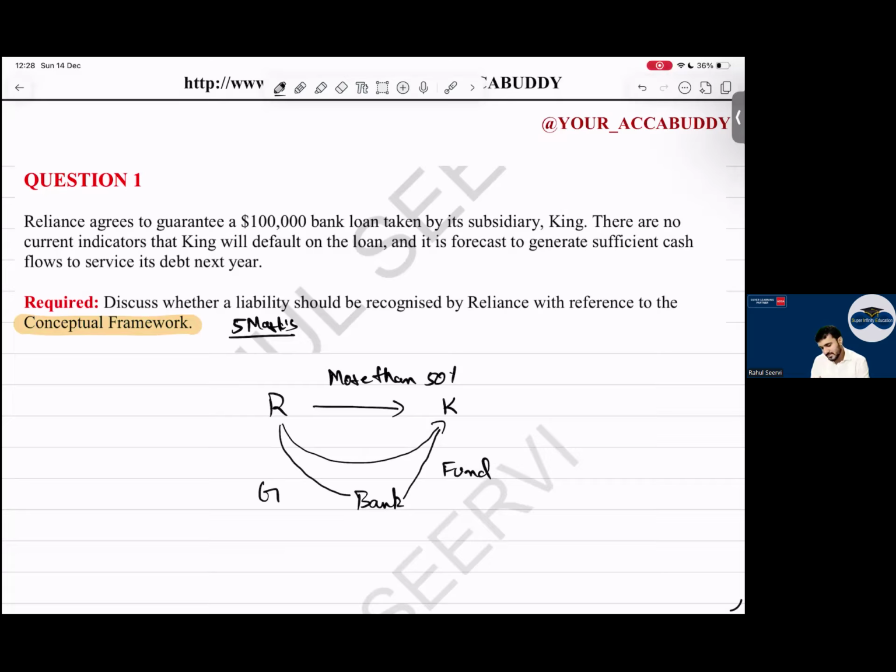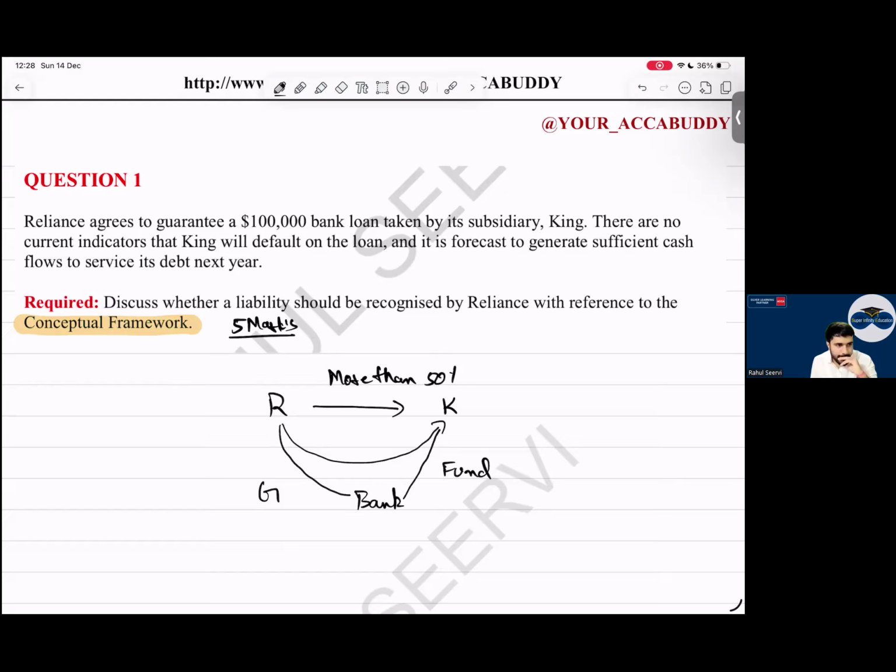It should recognize the liability. Arvind is saying, sir, recognize it. Others? When will you recognize? When it provides useful information. Useful means relevant and faithful representation. Relevant and faithful representation will not be met when uncertainty is high or when probability is not there. So the probability is low that we will pay, in that case we will not recognize. So what do you think here?